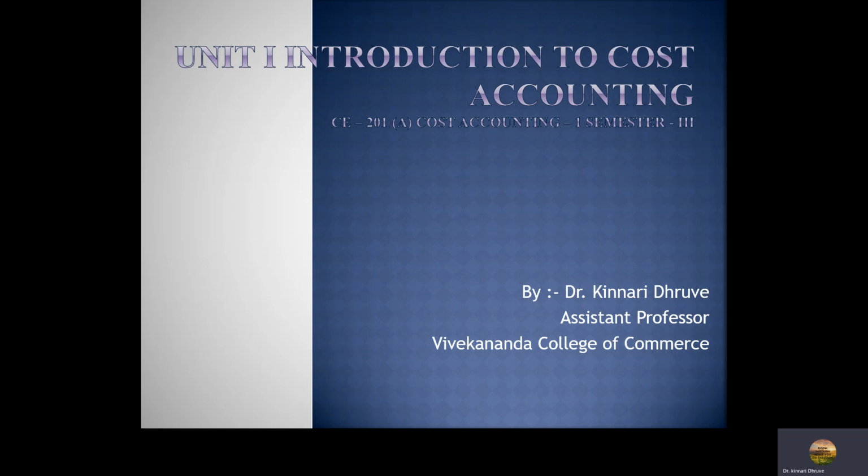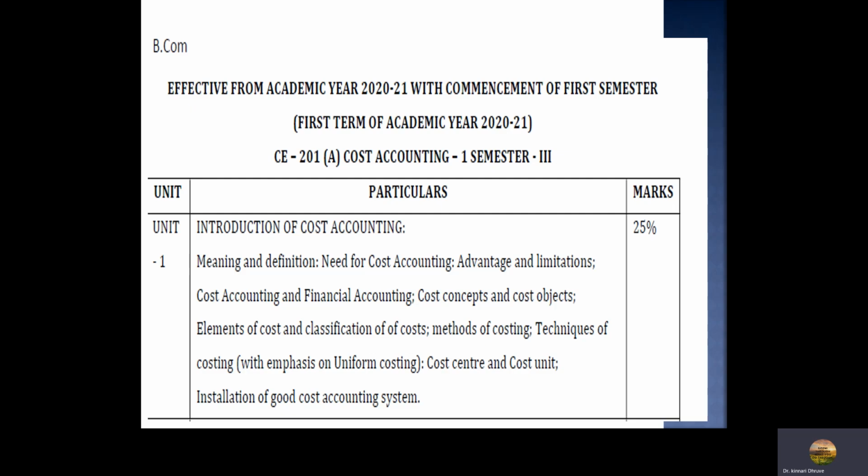The paper code is Core Elective 201A Cost Accounting, Semester 3 of BCom. This is your first unit that contains 25% of your total syllabus. That means if your paper is 70 marks, then 25% of 70 marks consists of the first unit. That is Unit 1, Introduction of Cost Accounting.